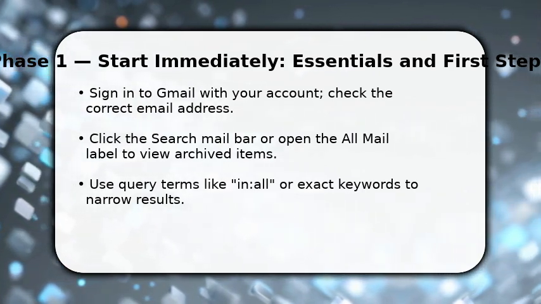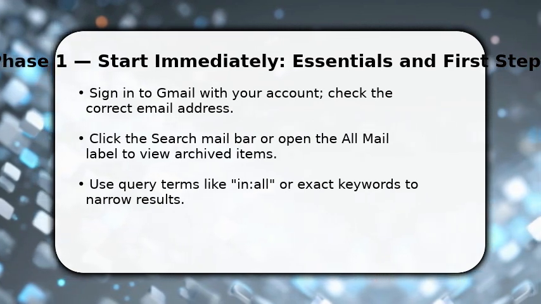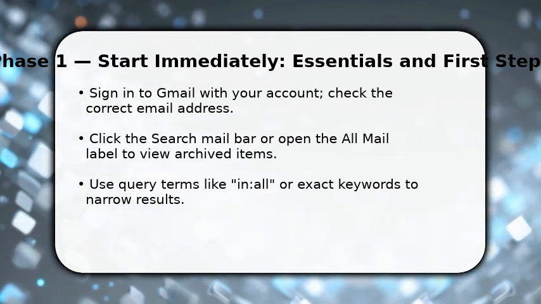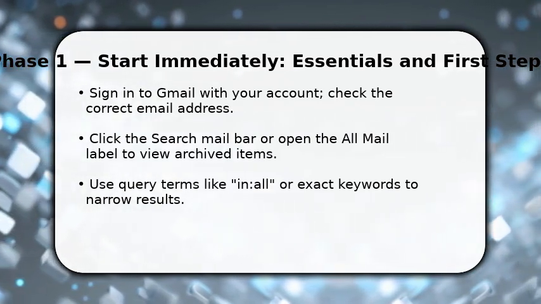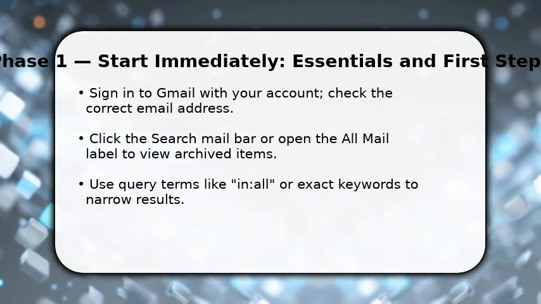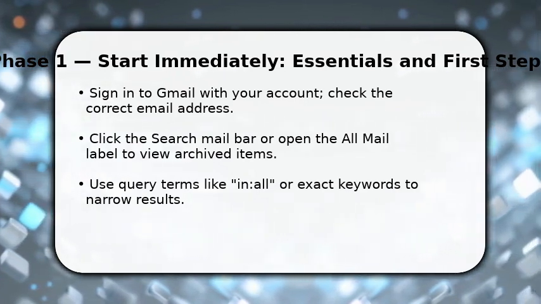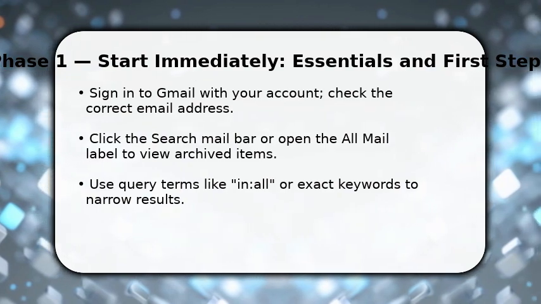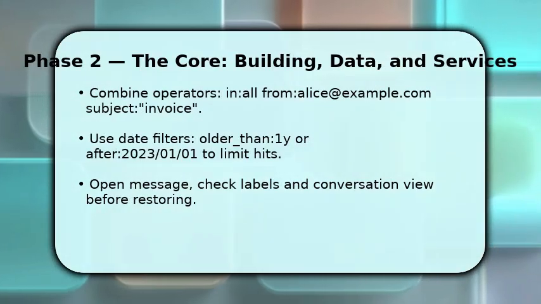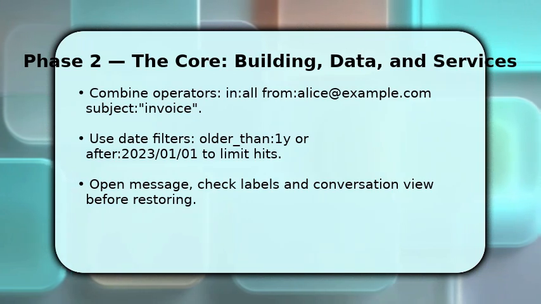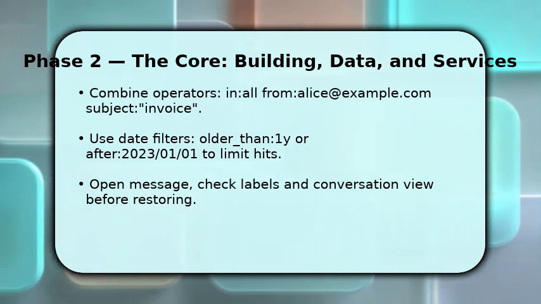You do this because archive simply removes the inbox label, not the message, so searching all mail is the fastest first step. Once you have broad results, refine with operators to find the exact archived email. For example, use "in:all from:Alice@example.com subject:invoice", or add "older_than:1y" to shrink the list.